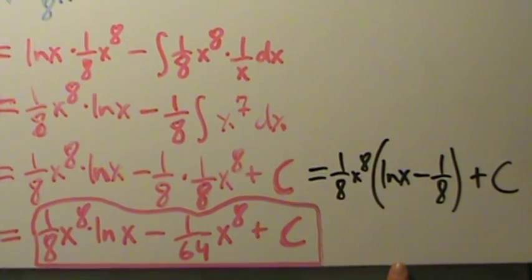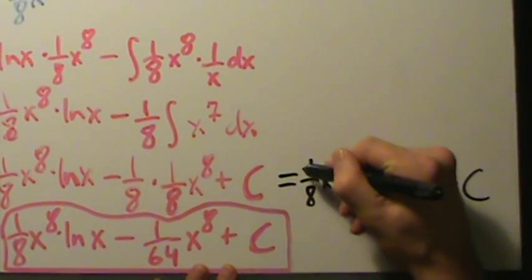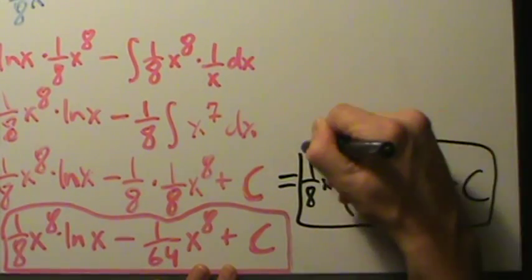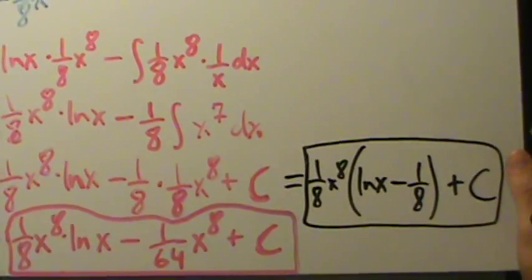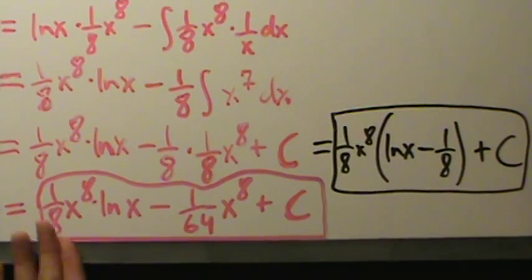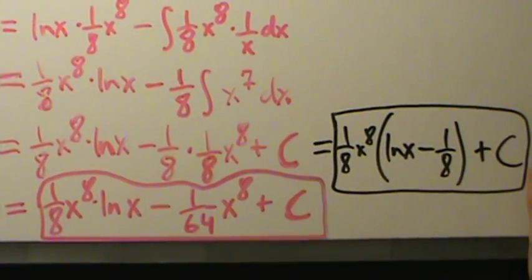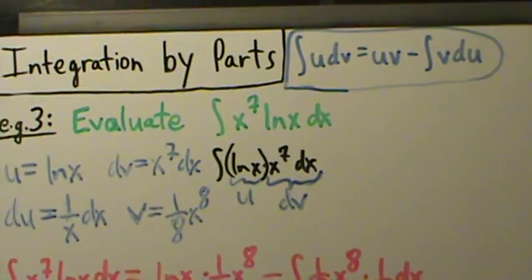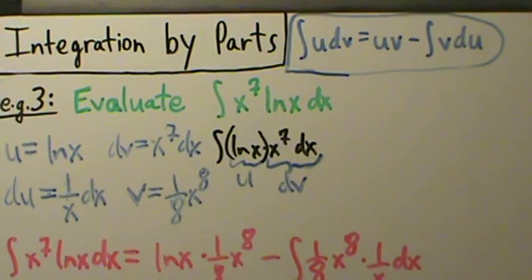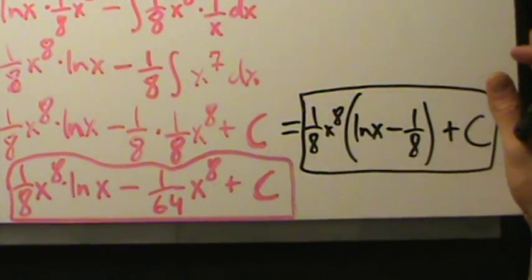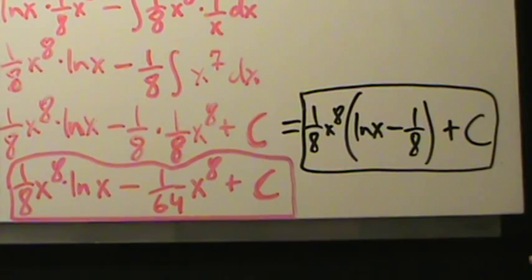We really don't have to do it like that, but in case you do have to, or if you just want to factor like that, then this would be the answer here. But anyway, like this or like this, that is the answer to example 3. Evaluate the integral of x to the 7th times the natural log of x dx. So that's example 3 with integration by parts.